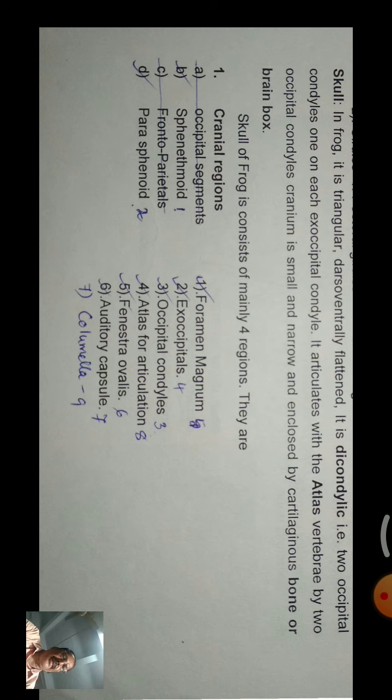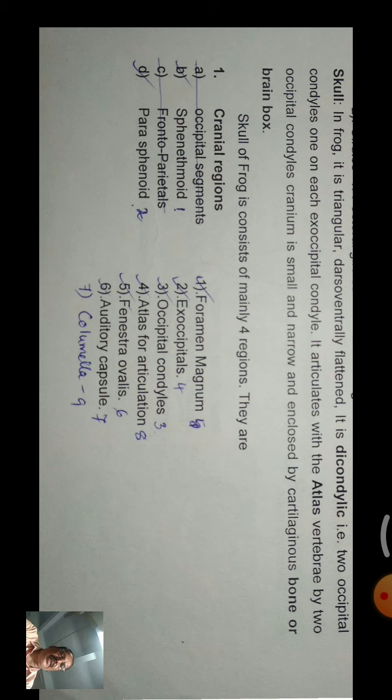The skull articulates with the atlas vertebra by two occipital condyles. The cranium is small and enclosed by a cartilaginous cranium box or brain box.